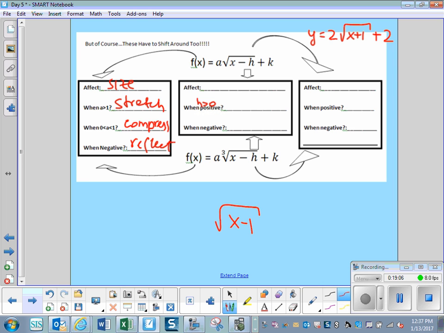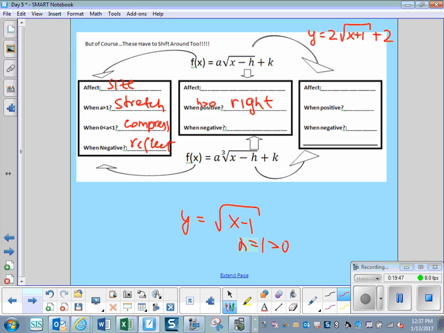Would it be left or right? Saying when h is positive, you're left. Minus h. So here h is positive. My h here is 1. When I have this transformation y equals square root of x minus 1, my h here is just 1. It's positive. So here, what is the transformation, left or right? This one is right. So when h is positive, you go right. Correct?